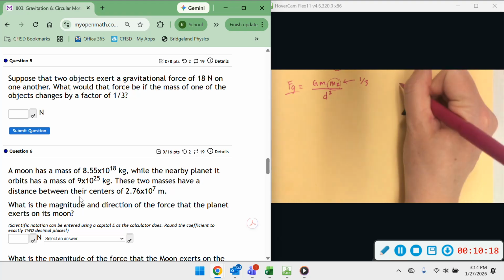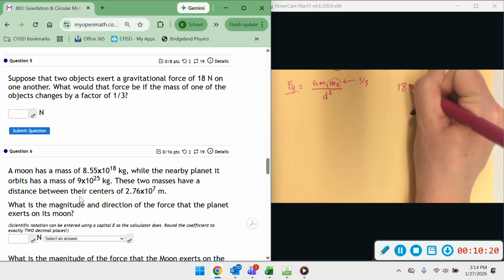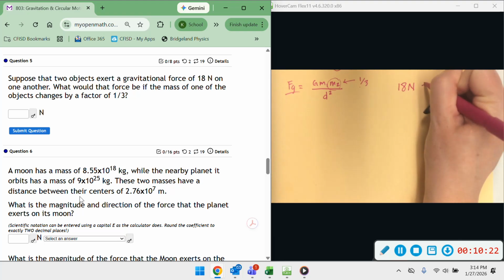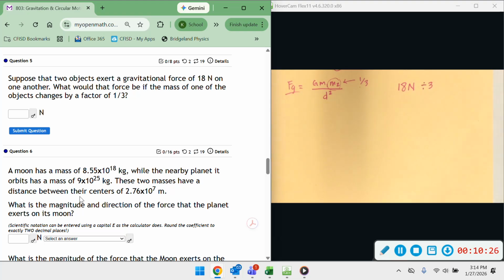So because the original amount of gravity was 18 newtons, we just need to divide that by 3 or multiply it by 1/3, same thing. That would give us 6 newtons. Alternatively, you could put in some fake numbers, solve, and then solve again. I don't know why you would do that. This is going to be the way you want to go. 6 newtons is your answer.